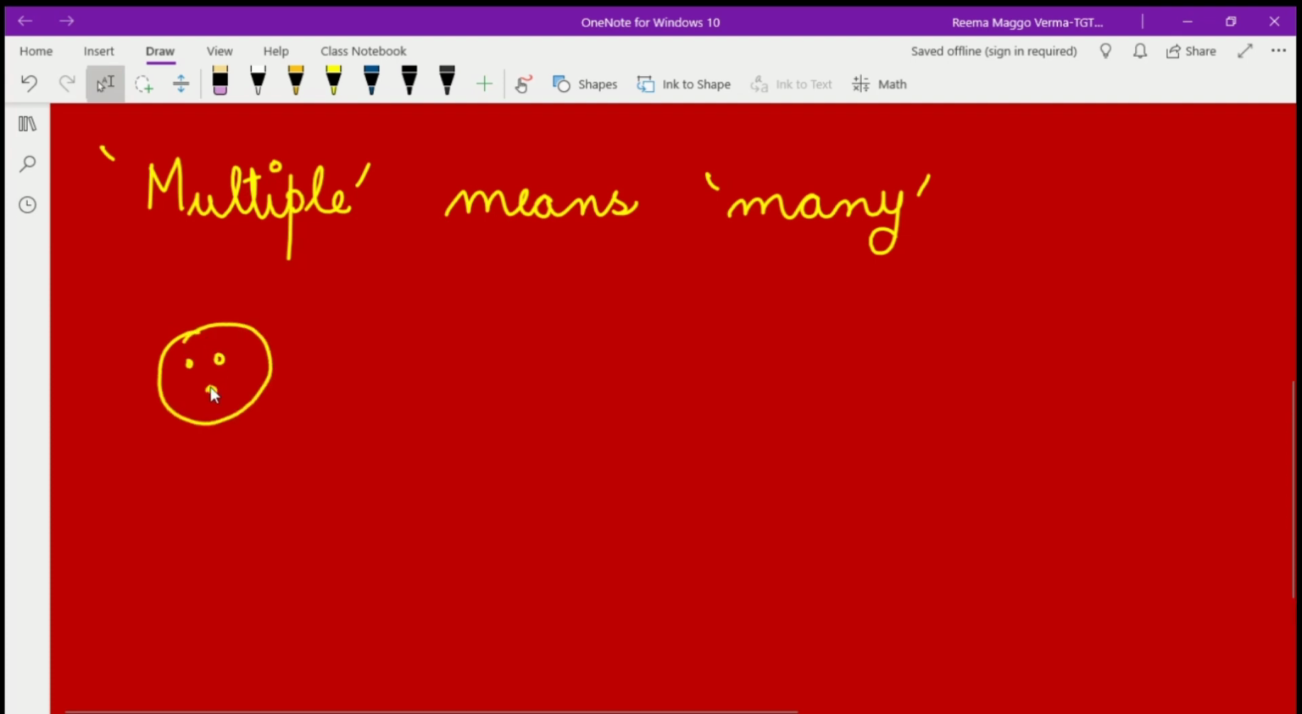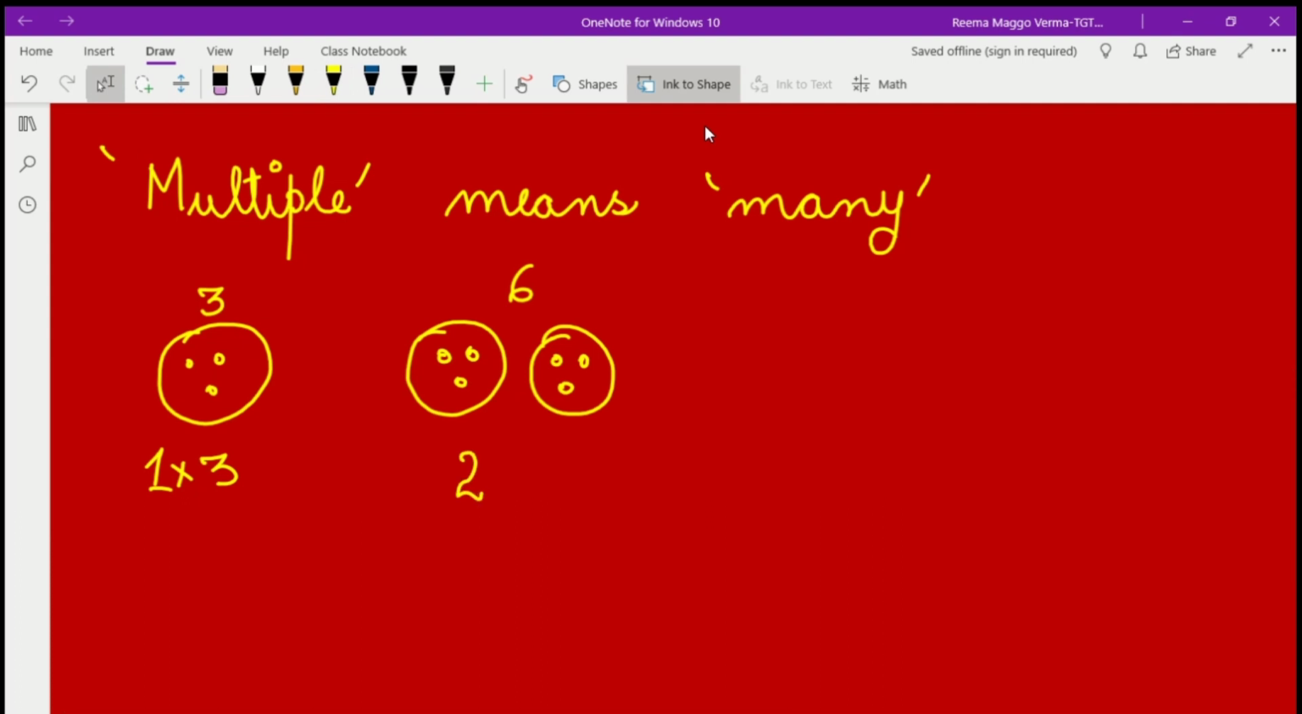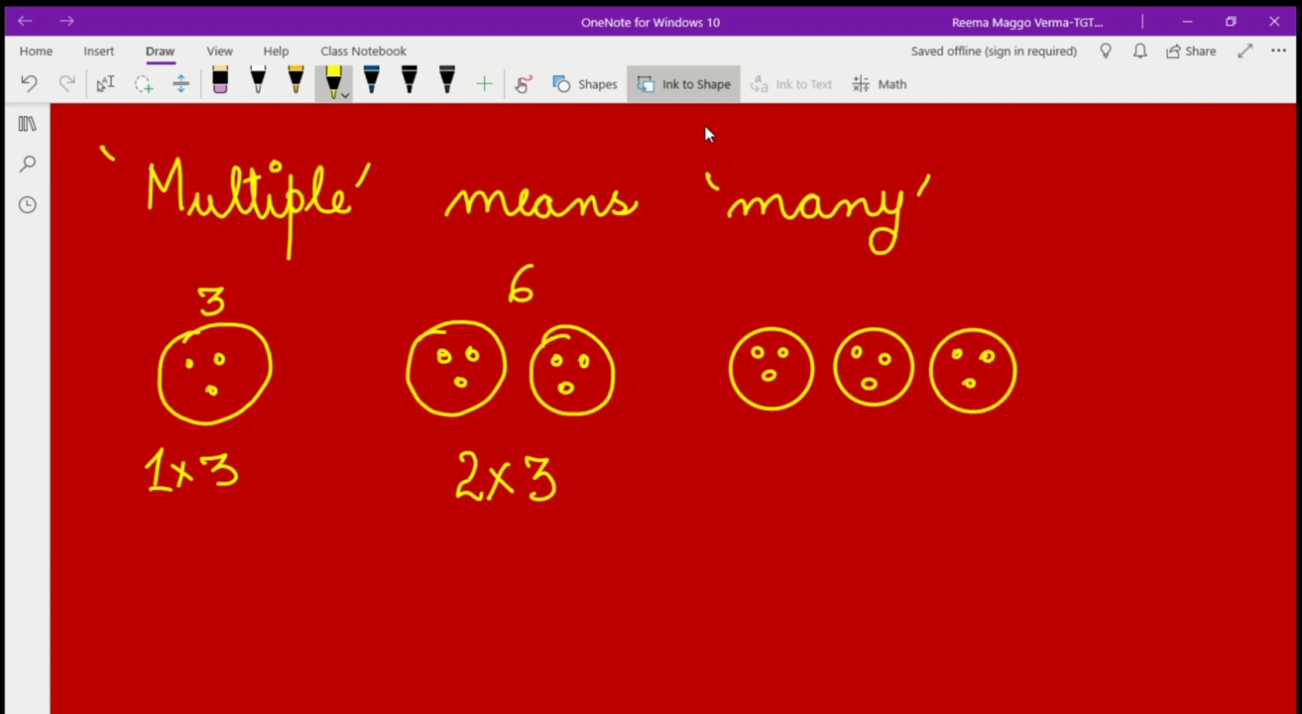So here I have with me a group of 3 dots. We can write it in maths as one group of 3. If I take 2 groups of 3 dots, I have with me in all 6 dots, and I write it as 2 groups of 3. These are 3 groups of 3 and there are 9 dots. So we write it as 3 groups of 3, or 9 dots.